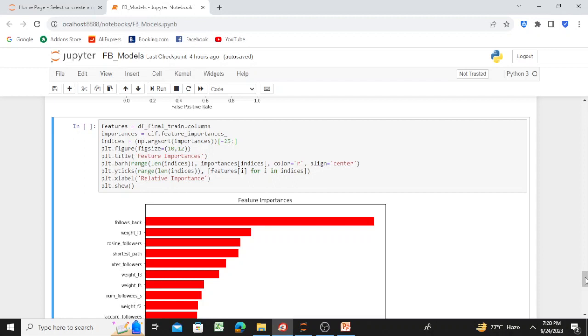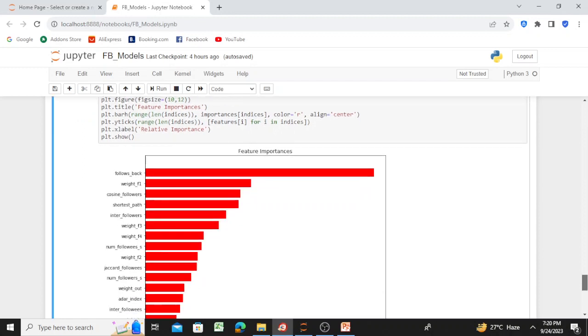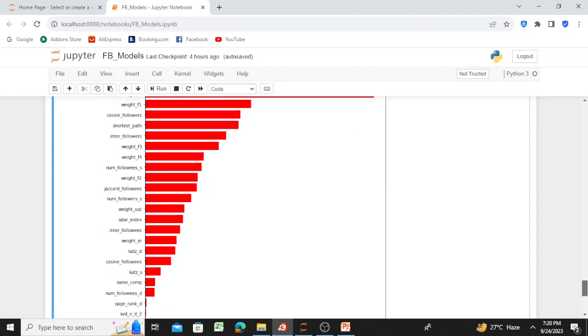Just go through this IPython notebook so that you will get a clear understanding. Weight out to inter followers, cosine followers, so same, isn't it? Page rank, like that. There are many features. Except the last 6 features, the rest of them have some value and some contribution towards improving the model performance.